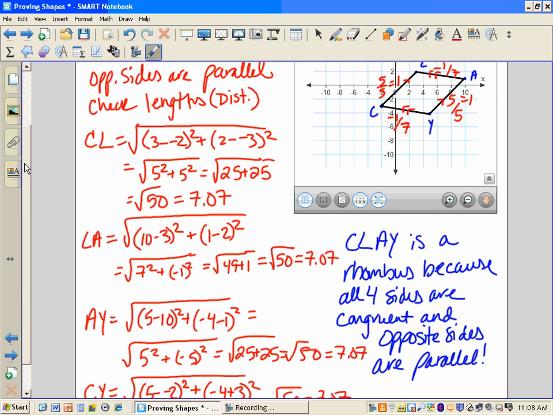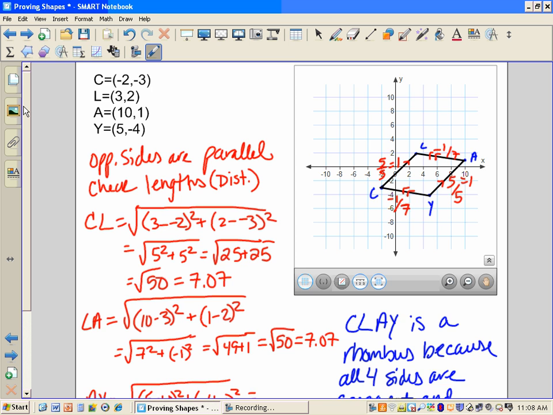Yes, you have to do all this math out. Yes, you have to show all your work. That's part of using the mathematics to prove that CLAY is a trapezoid. Excuse me, a rhombus.